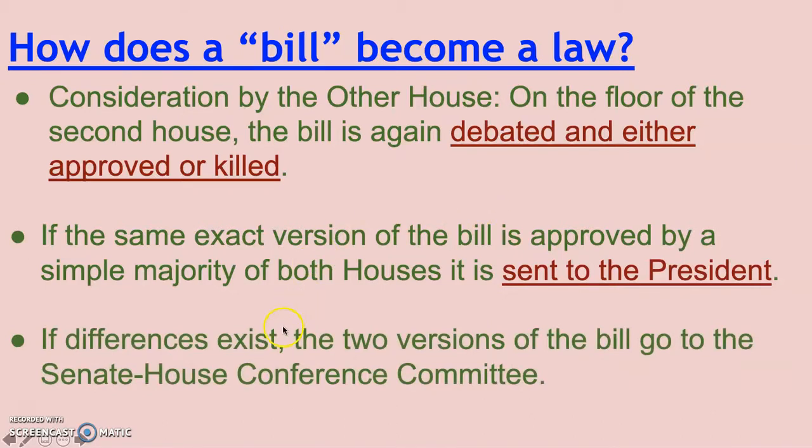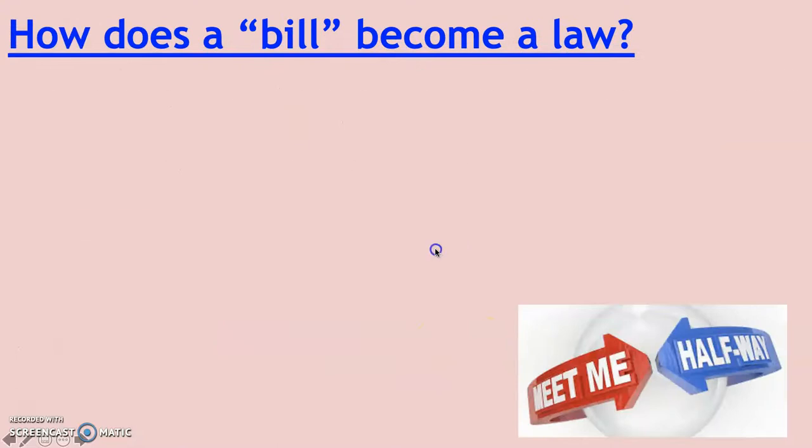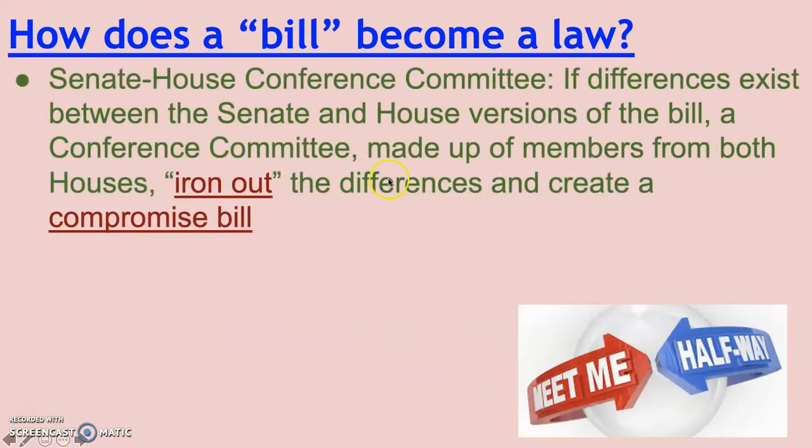If differences exist, it does not go to the president. Instead, the two versions of the bill will go to the Senate and House Conference Committee. It's a lot of steps in this. And at this committee, if there are those differences, they're going to basically iron out the bill and make sure those differences are dealt with and create a compromise bill, right? We're going to meet halfway.